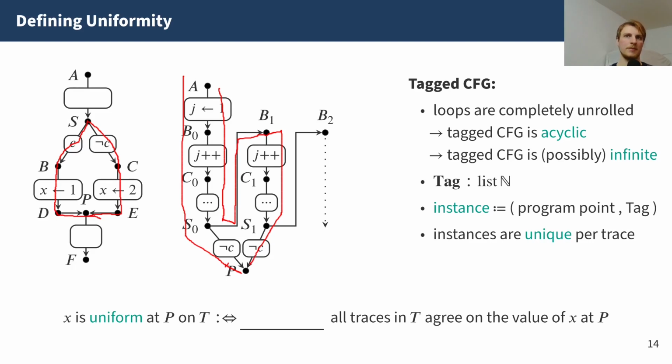We can use this representation to define uniformity. We say a variable x is uniform at program point P on trace set T if for any tag I, all traces in T agree on the value of x at the instance Pi. Given this definition, how do we define our uniformity analysis?